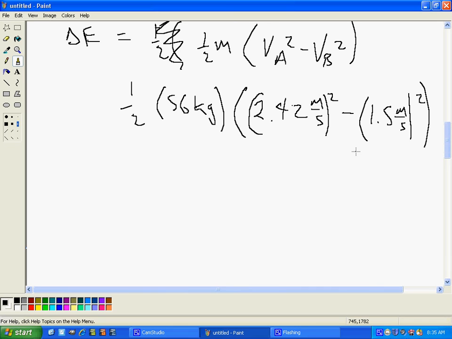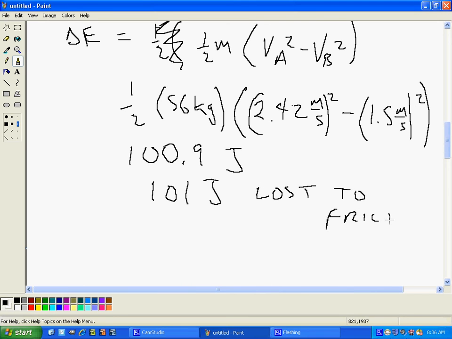So that is 2.42 squared minus 1.5 squared, times 56 times 0.5, and it gives us 100.9, approximately 101 joules. And so that's how much energy was lost to friction. Okay, that's the end of the problem.